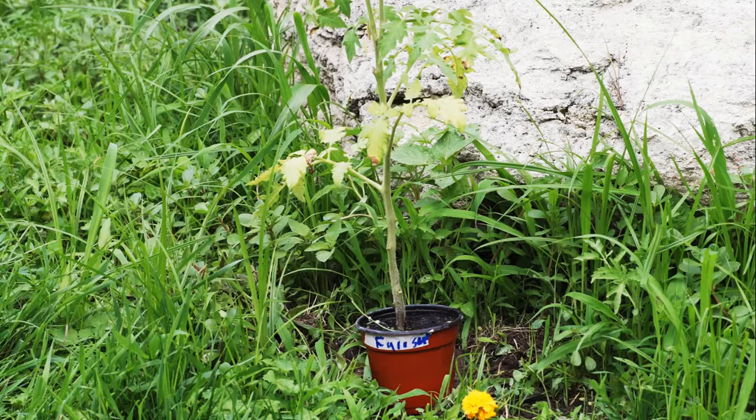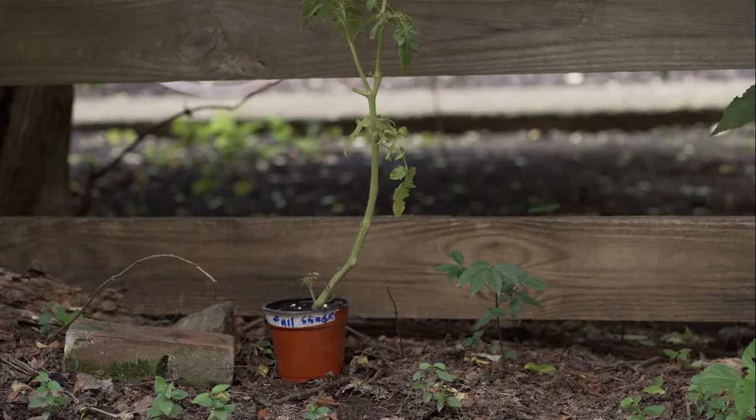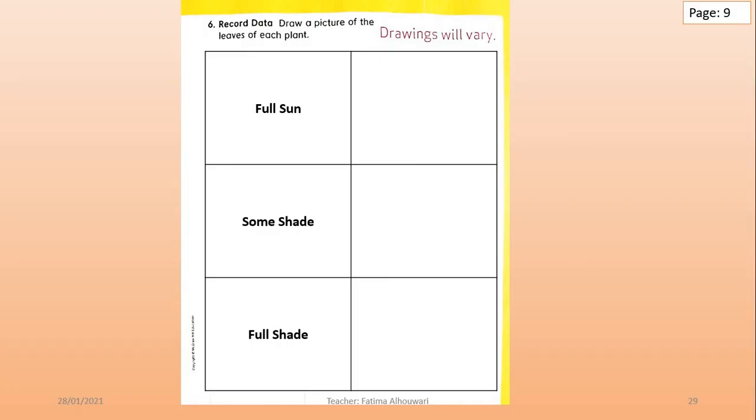Now place the plants in 3 areas, one with full sun, one with some shade, and one with full shade. Use the marker and tape to label each plant: full sun, some shade, and full shade, just like this one. This one is for full shade. Water each plant when needed. Observe the plants after 1 month. Then record data. Draw a picture of the leaves of each plant. Here for full sun, here for some shade, and this for full shade.